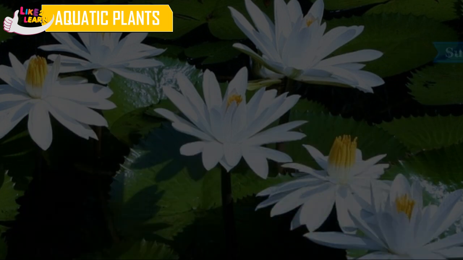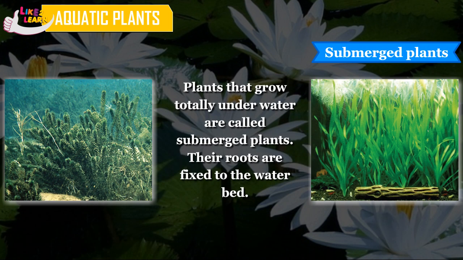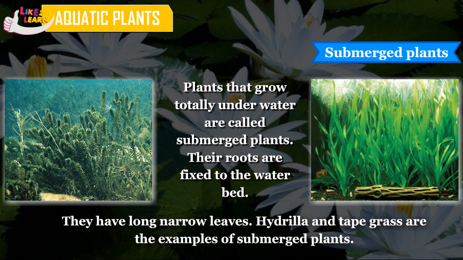Submerged plants. Plants that grow totally underwater are called submerged plants. Their roots are fixed to the waterbed. They have long narrow leaves. Hydrilla and tape grass are the examples of submerged plants.